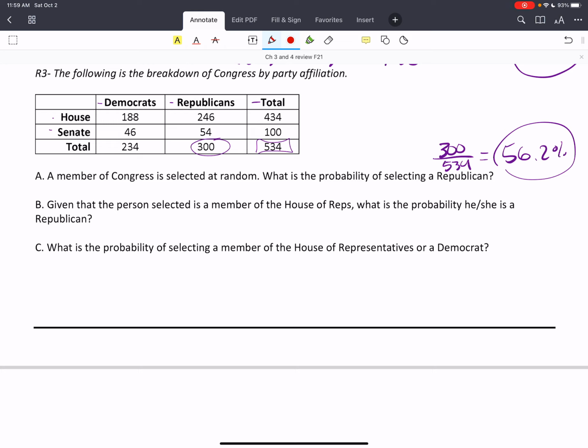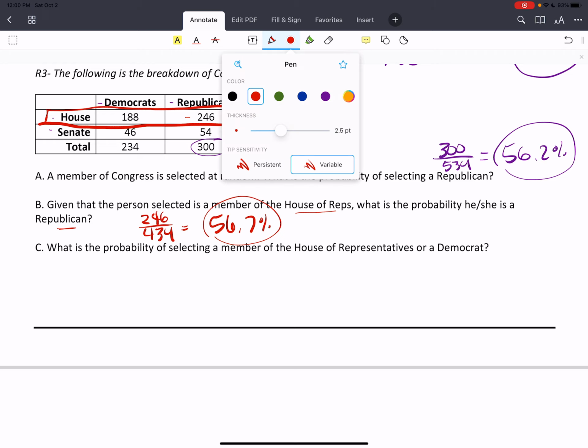Given that the person is in the House of Reps, okay, what is the probability that he or she is a Republican? So for this one, we're only looking at this first row here. We're only looking at the people that are part of the House. And again, we want to know the chance that they are a Republican. So there are 246 Republicans in the House out of a total in the House of 434. And so the probability here would be 56.7%.